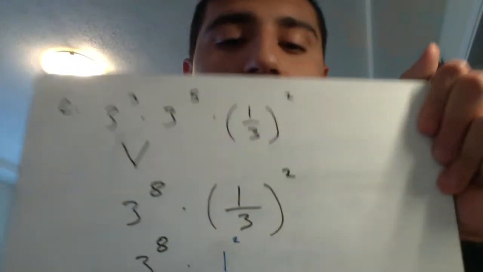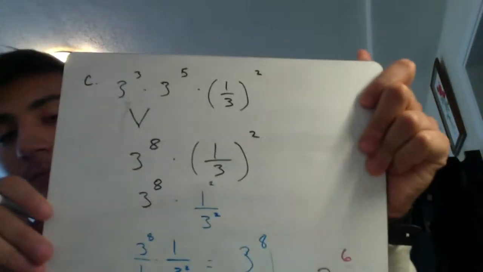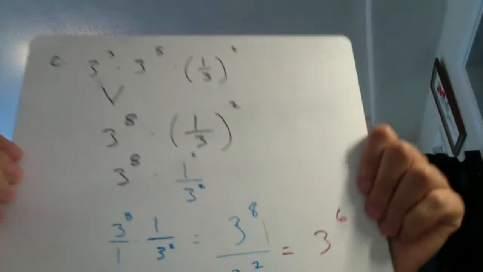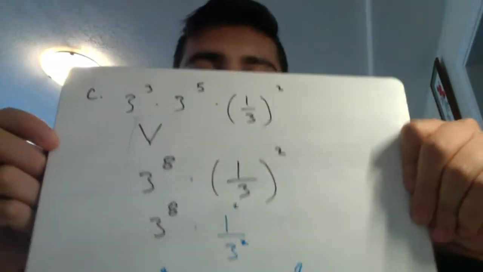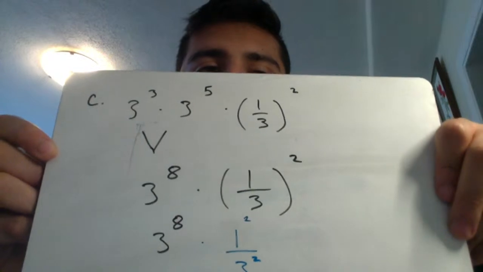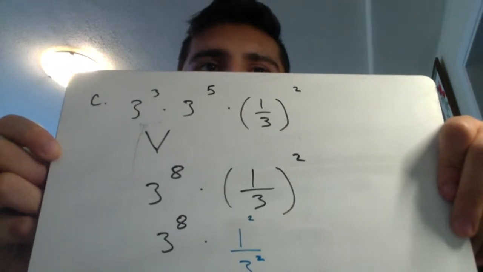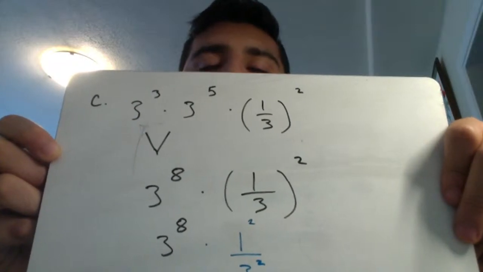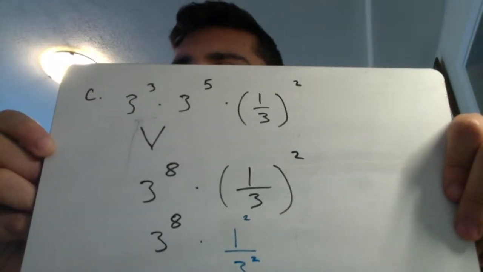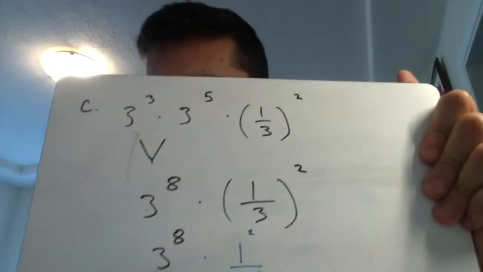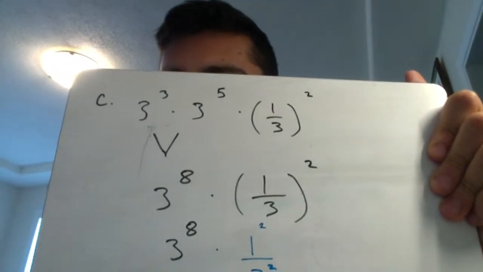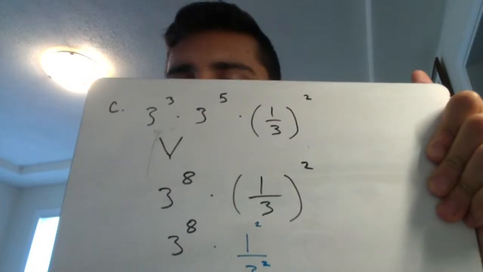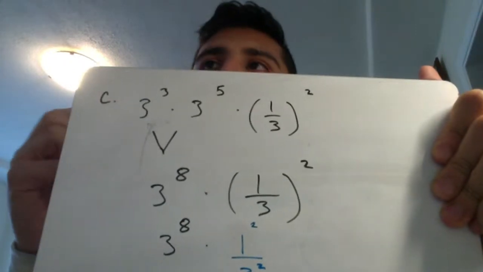Okay, let's review how we got here. Well, we had 3 to the 5th power times 3 to the 3rd power. All of that times 1/3 to the 2nd power. So first we combined the first two terms because we noticed we can just use the product rule. 3 to the 5th times 3 to the 3rd is 3 to the 8th.